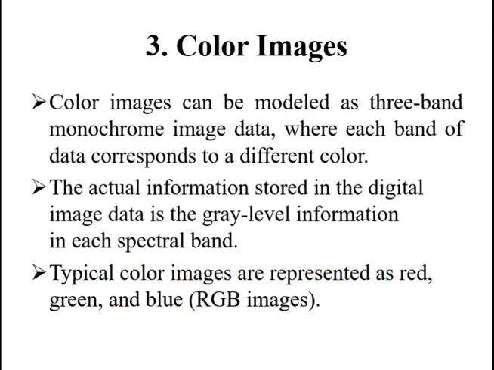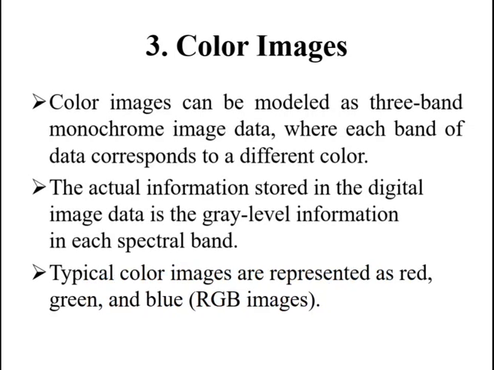Then the next one is color images. Color images can be modeled as 3-band monochrome image data, where each band of data corresponds to a different color. The actual information stored in the digital image data is the gray level information in each spectral band. Typical color images are represented in RGB form, that is red, green and blue.